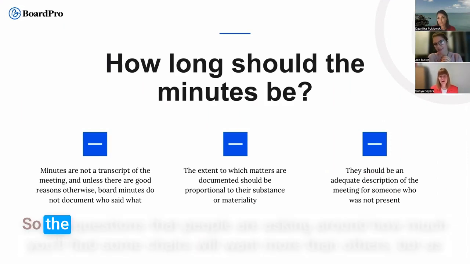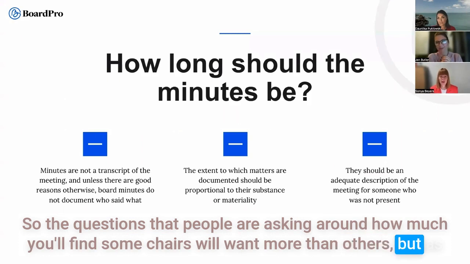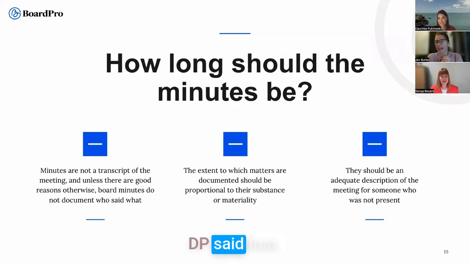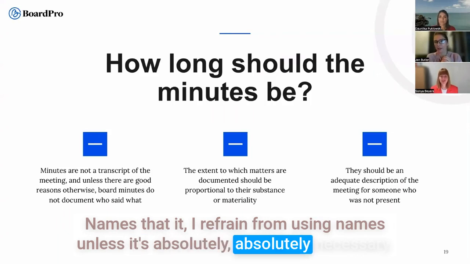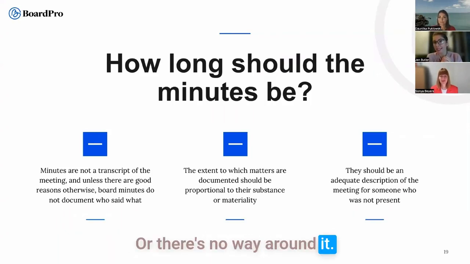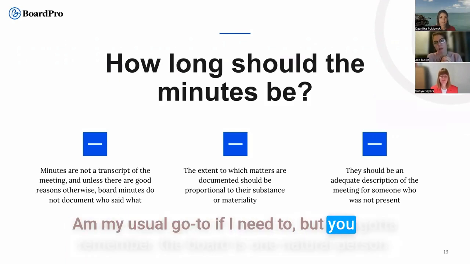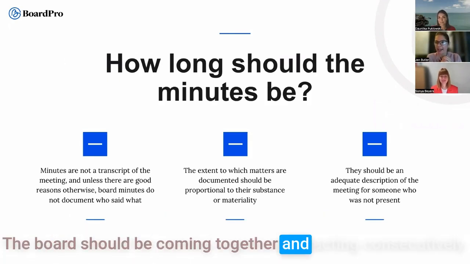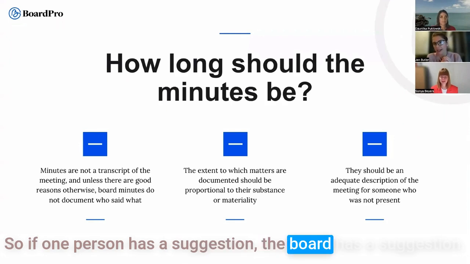Correct. So the questions that people are asking around how much, you'll find some chairs will want more than others, but as directors, we're certainly not wanting SB said this, JB said that, DP said that. Absolutely not. I refrain from using names unless it's absolutely necessary or there's no way around it. But roles and titles, my usual go-to if I need to. But you've got to remember, the board is one natural person. The board should be coming together and acting consecutively. So if one person has a suggestion, the board has a suggestion.